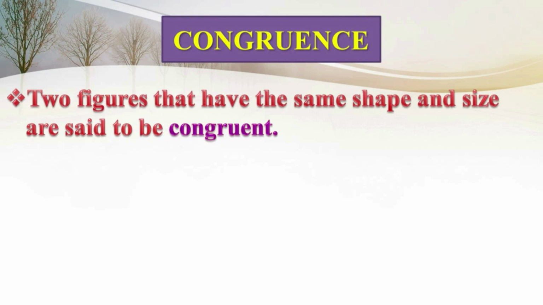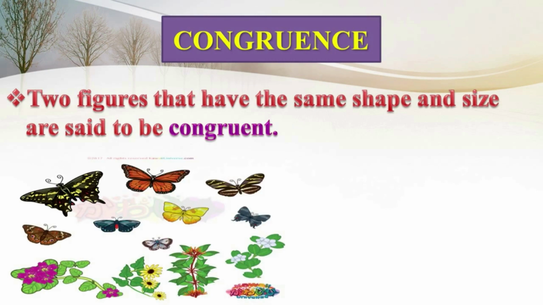Congruence. Two figures that have the same shape and size are said to be congruent. We have to keep it in mind that two figures that have the same shape and size are said to be congruent. Same shape as well as same size figures are called congruent figures.